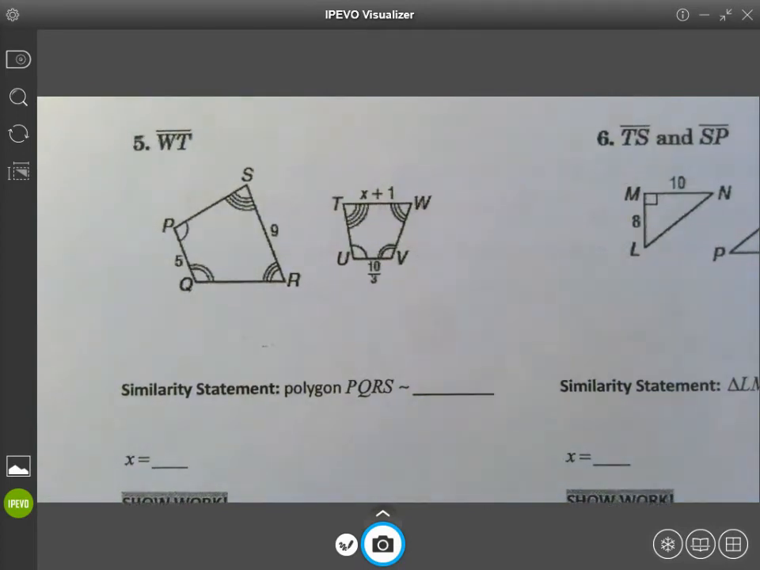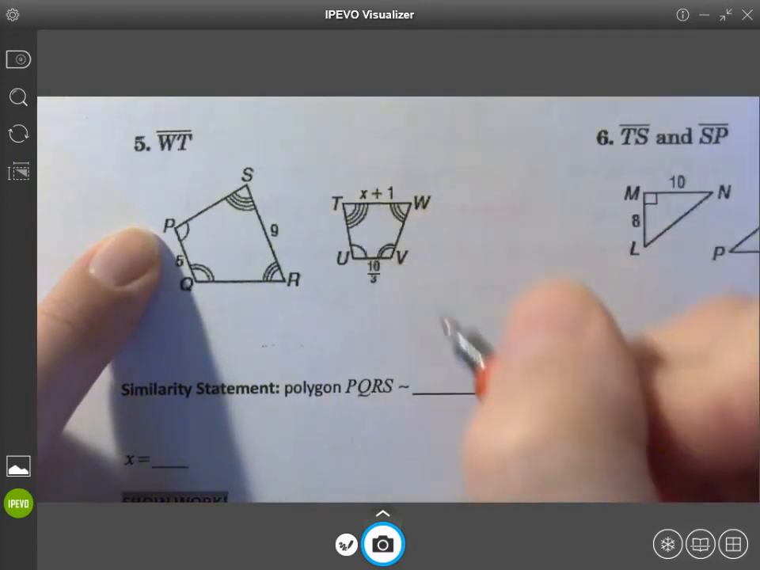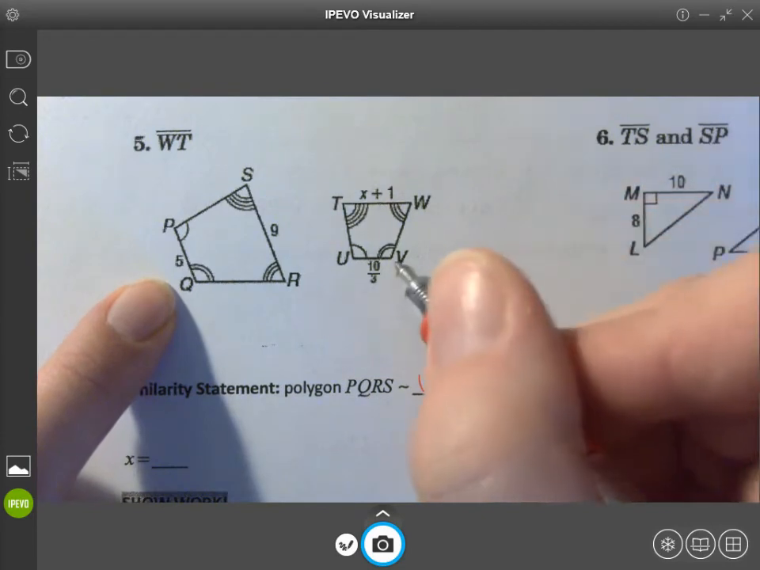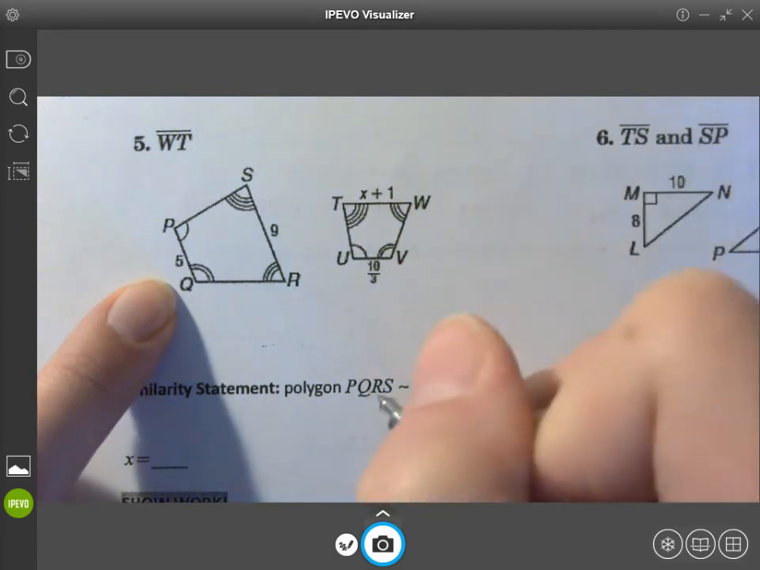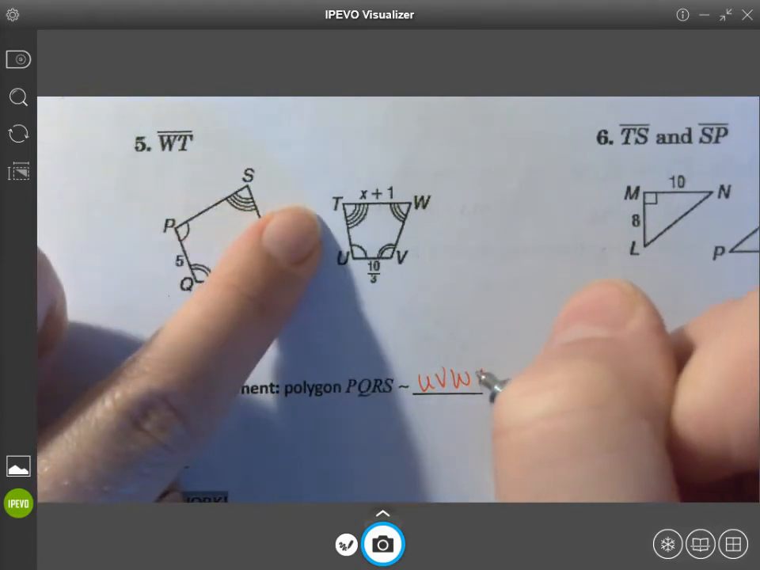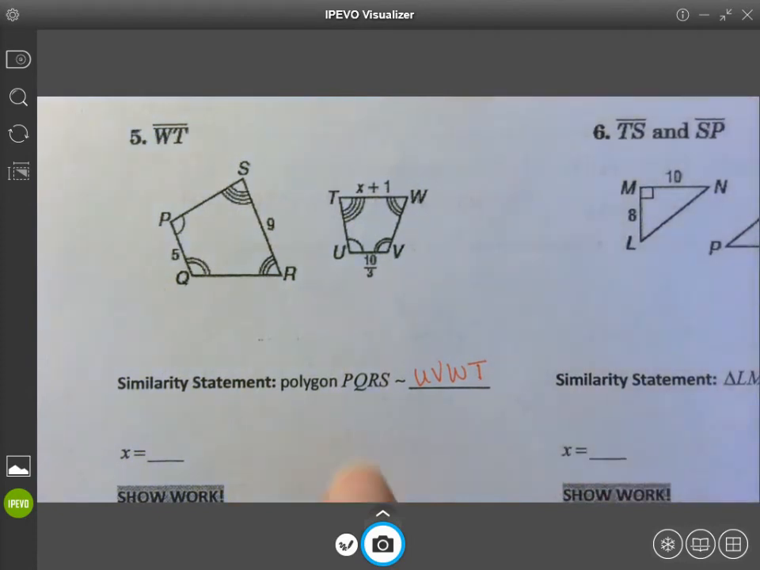So looking at number 5, the similarity statement, P has 1 mark, it goes with U. So this has definitely been spun around. Q goes with V, R goes with W, and S goes with T. Are we good there? You can't have it mixed around. Now, if you would have named it yourself, you might have it in a different order, but P and U have to be together, Q and V.